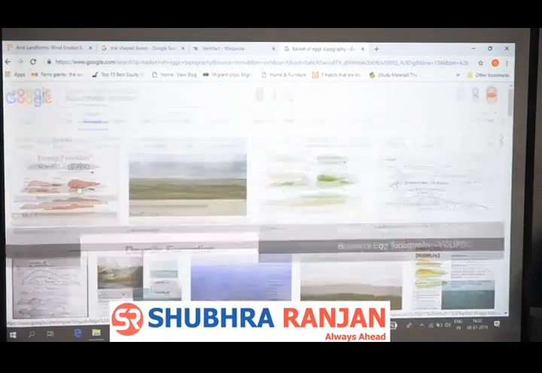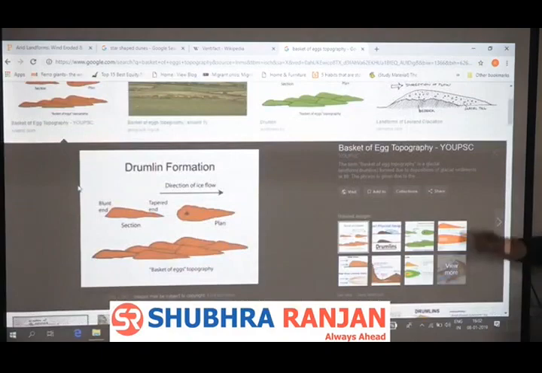So, understanding the drumlins in simple words. कोई doubt था drumlins में? किसी और landform में doubt है? I forgot to put in this.